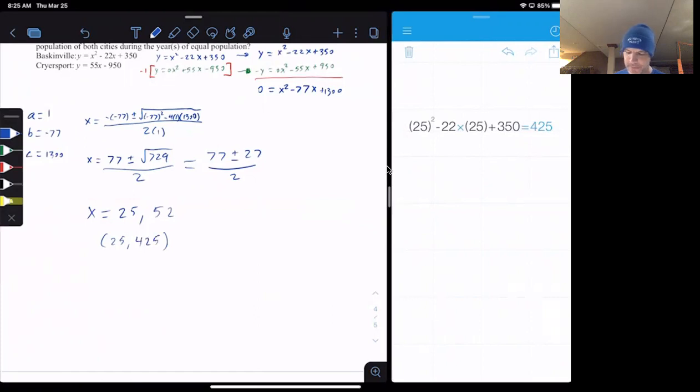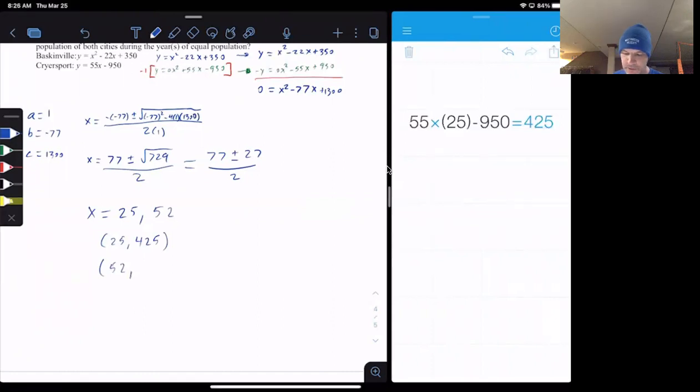Now let's use the other equation. You've got 55 times 25 minus 950. I did it wrong because it says 55 instead of, let's do this again. You've got 55 times 25. Let's see if that works this time. There we go. And we still get 425. Perfect. So we know that that is correct because we tried it in both equations and we got the same answers. All right, let's do the same thing for 52.